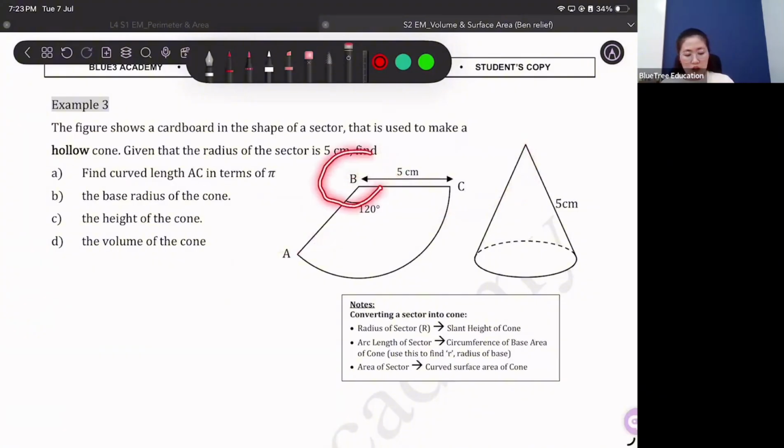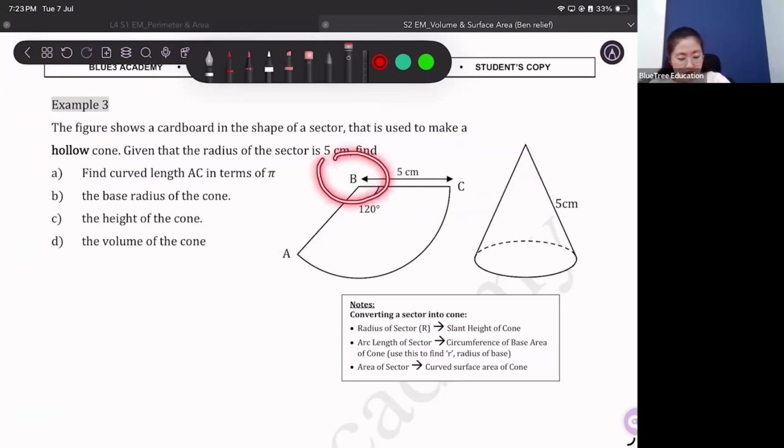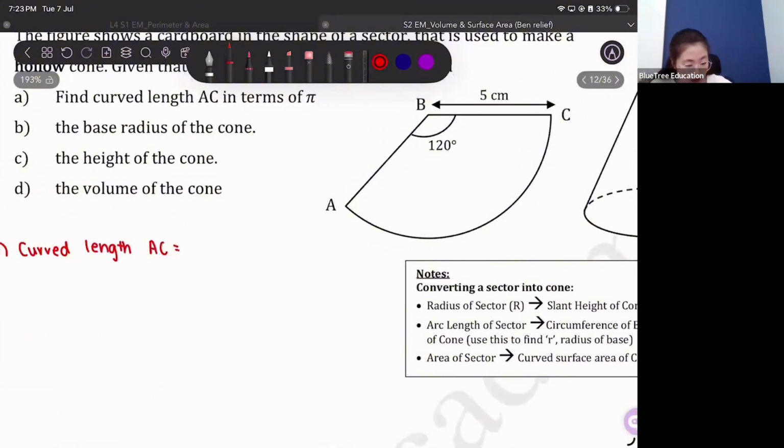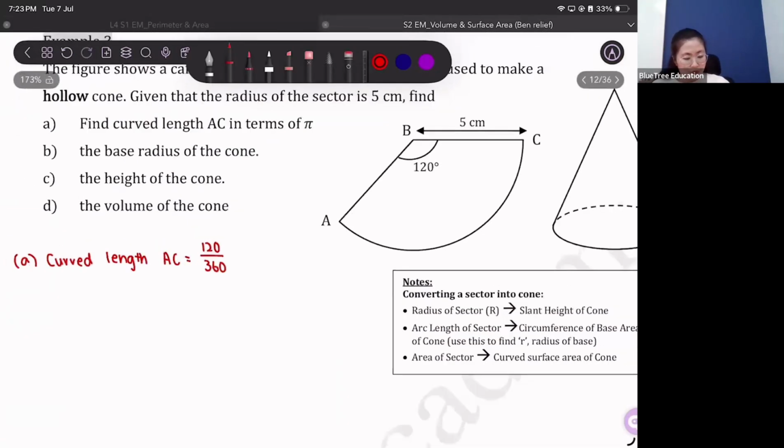So our one full circle has how many degrees? Anyone remember? 360. Yes. So if our whole circle is 360, we are going to find a fraction, which is this 120, of the circumference. So for my part A, the curve length AC is going to be 120 over 360 of the whole circle. So this gives me my fraction.